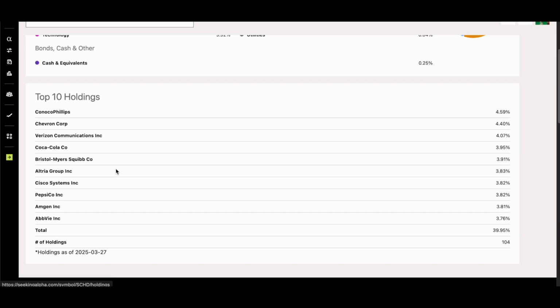Pharmaceutical company here in Bristol Myers Squibb. Altria, of course, we all know the good old smoking company, at 3.83%. Tobacco. Technology company in Cisco, surprisingly pretty high on this list, but again, it's weighted based on market cap. Amgen, another pharmaceutical company. AbbVie, another pharmaceutical company. So the top 10 alone make up just about 40%. That's pretty standard with what it's been like in previous years. And overall, you're getting exposure to 104 great dividend paying stocks.